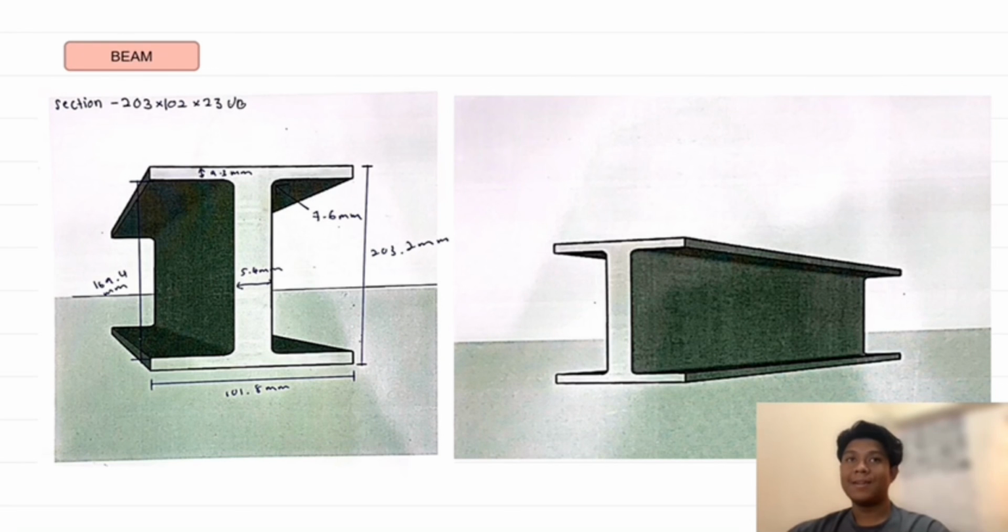Next, this is our beam. The section that we use is a 203 times 102 times 23 universal beam. And this is the measurement according to Eurocode. The web thickness is 1.4 mm, and the flange thickness is 1.3 millimeters. And the bottom width is 101.8 millimeters, the overall height is 203.2 mm, and the other dimension is 169.4 mm.